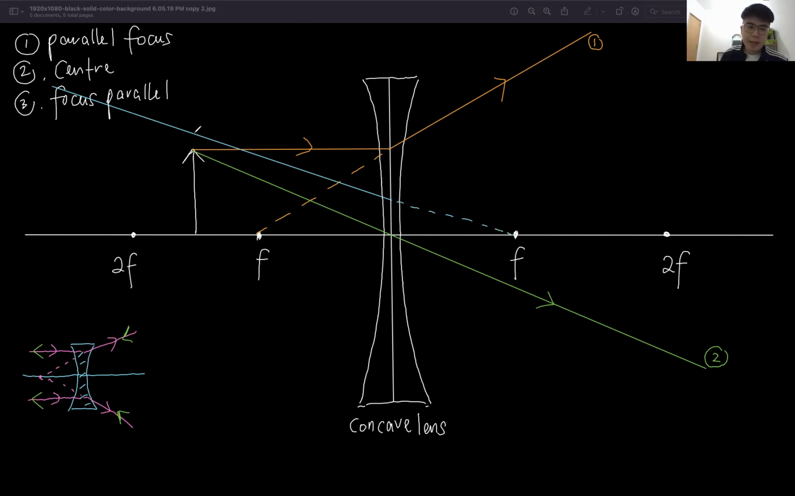Okay, so the light ray that is directing towards the focal point will become parallel. So here they become parallel after passing through the lens. Notice that the blue ray, number 3, this one, is actually this one. Incoming, directing towards the focal point, becomes parallel. This one, we can also say it is focus parallel.